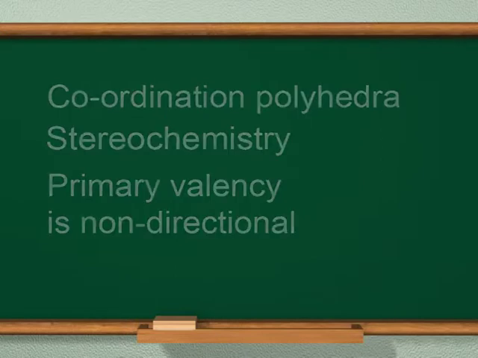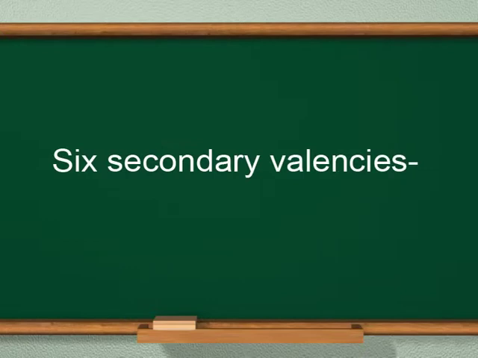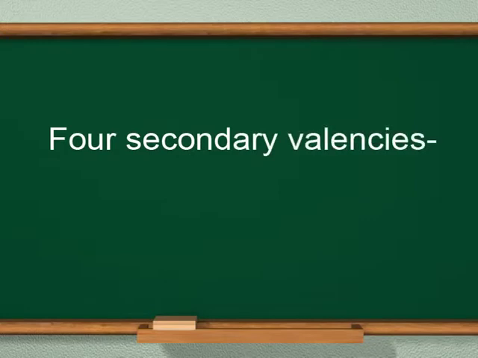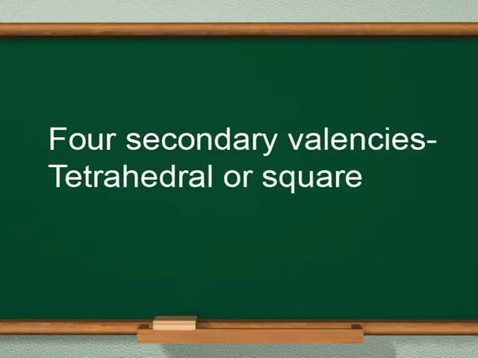If a metal ion has 6 secondary valencies, these are arranged octahedrally around the central metal ion. If the metal has 4 secondary valencies, these are arranged in either tetrahedral or square planar arrangement around the central metal ion.